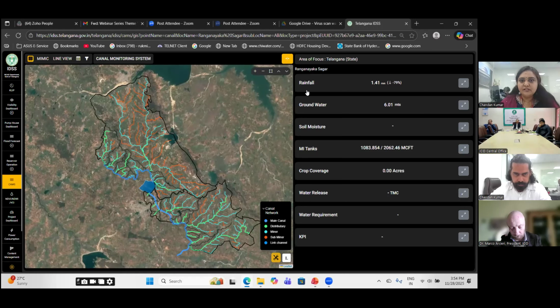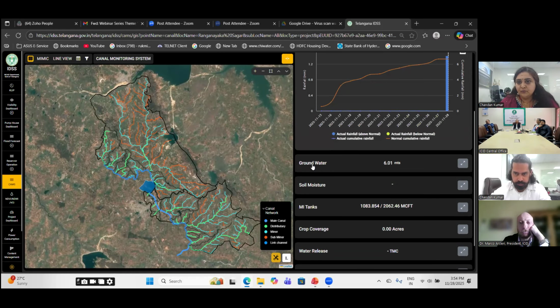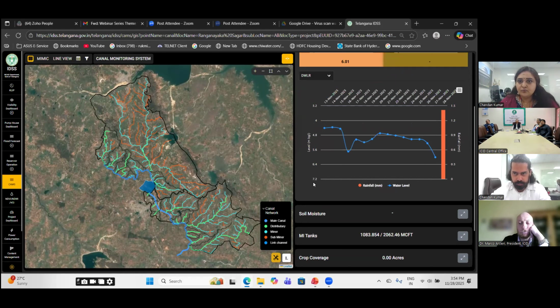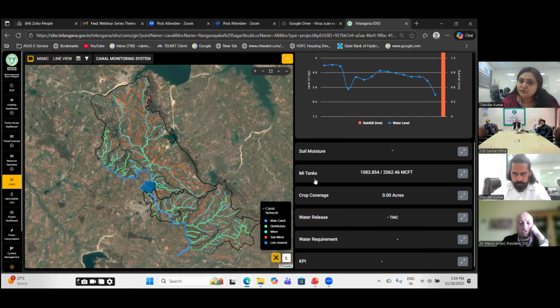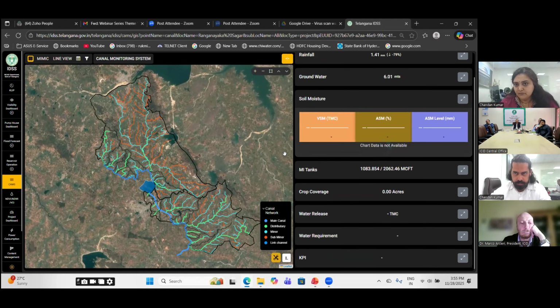Now coming to each part, first we want to know how much water is available in that particular command area. For that we have the rainfall data, which we already have for the present as well as for the future, that can be predicted. I have already shown you that in the rainfall module. We also have the groundwater module, where we know the amount of groundwater available, and with NRSE images we have the soil moisture data.